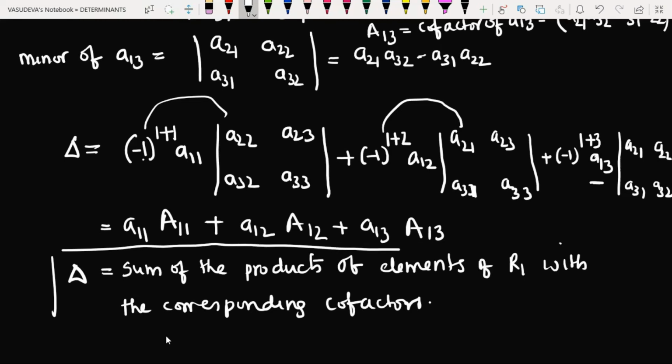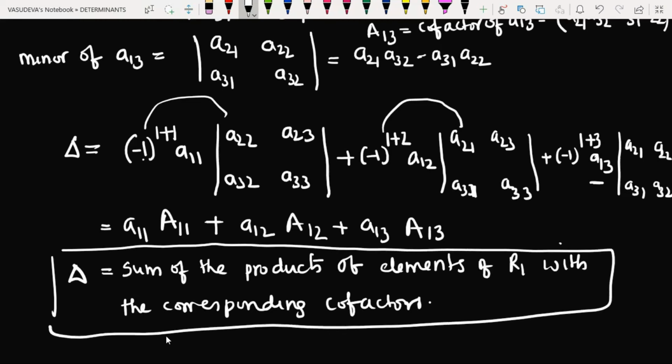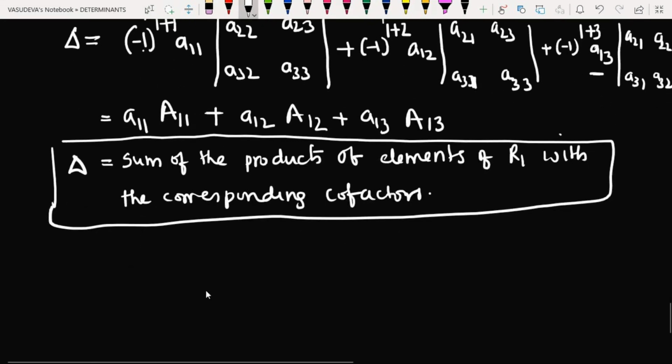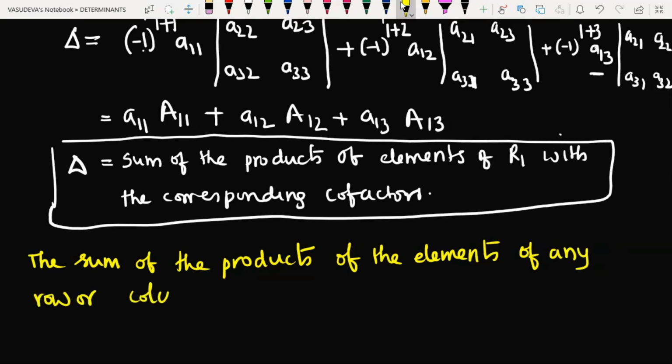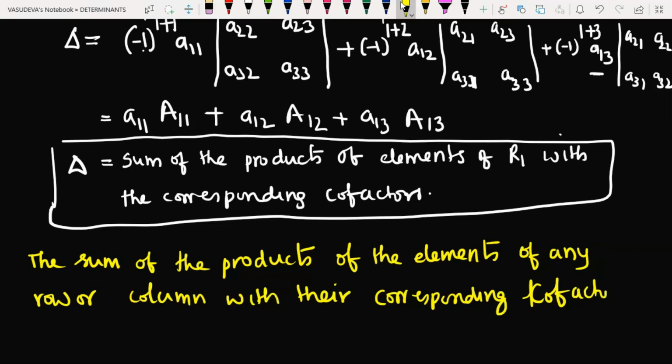So the sum of the products of the elements of any row or column with their corresponding cofactors is the value of the determinant.